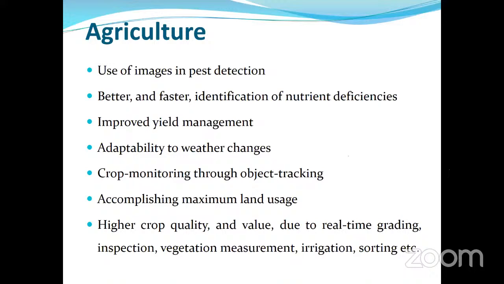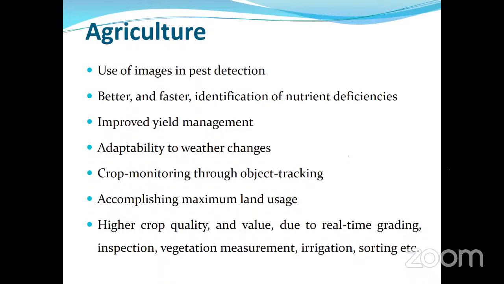So when coming to agriculture, people are talking about smart agriculture nowadays. So we can do a better, faster identification of nutrient deficiencies. I have already told you, we can identify the homogeneous areas. When a farmer has a particular acreage of land, drones are made to fly over the land and they can capture images of the agri land.